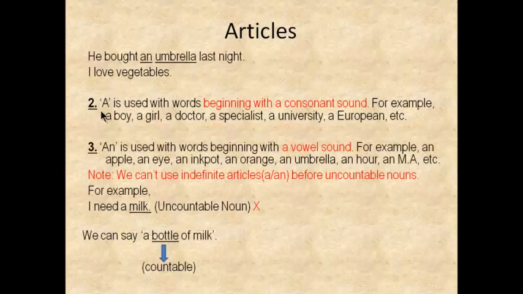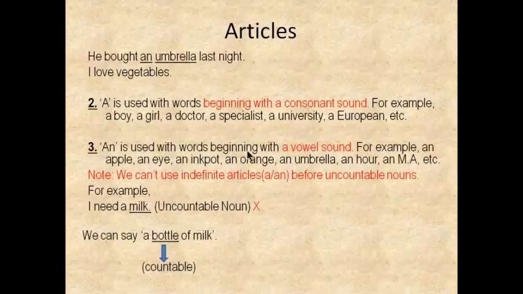Look at rule number 2. A is used with words beginning with a consonant sound. For example, a boy, a girl, a doctor, and so on. If you look at all these words which are given here with a, they begin with a consonant sound. B is a consonant sound, it's not a vowel sound, that's why we need a before it.